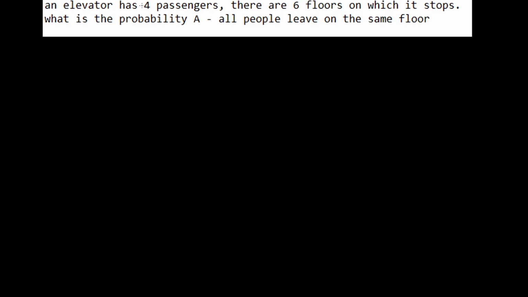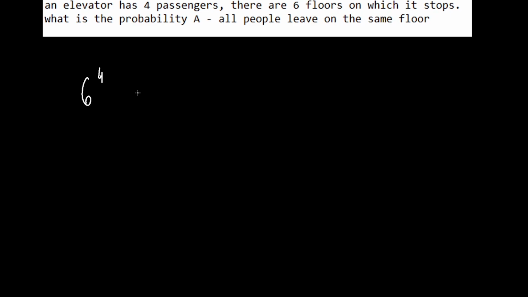Each one of the 4 passengers can independently choose to leave at one of the 6 floors. Therefore, there are 4 passengers assigned to 6 floors. So there are 6 to the power of 4 possible outcomes, since each passenger has 6 choices. This is how we write it down. And now let's move on to the desired outcomes.